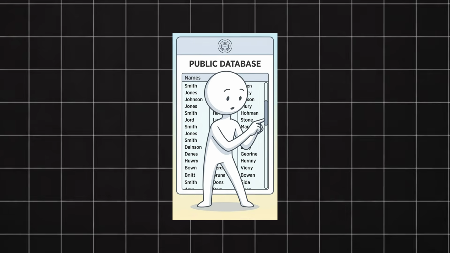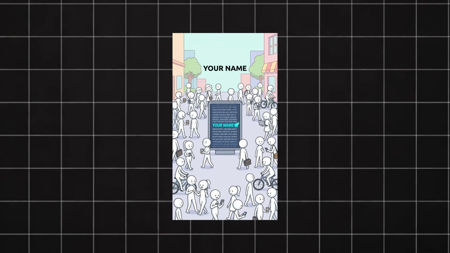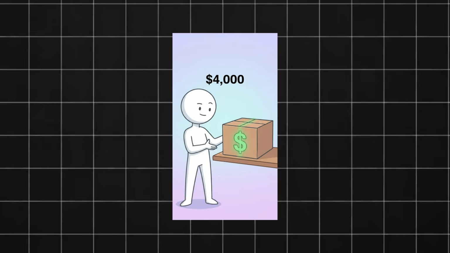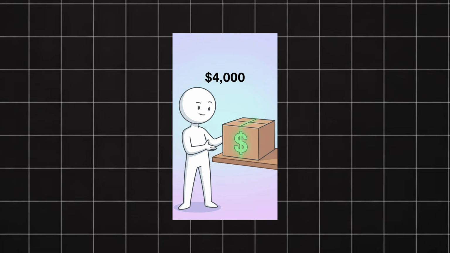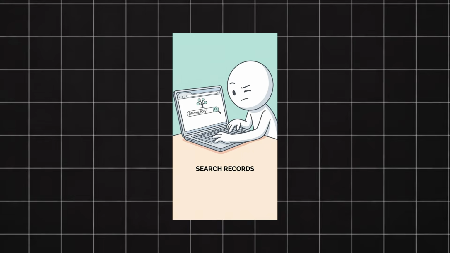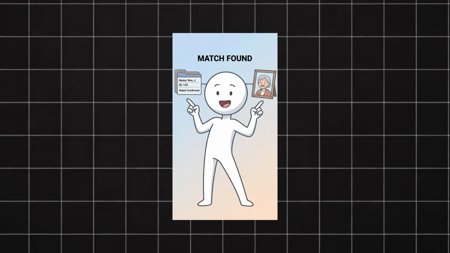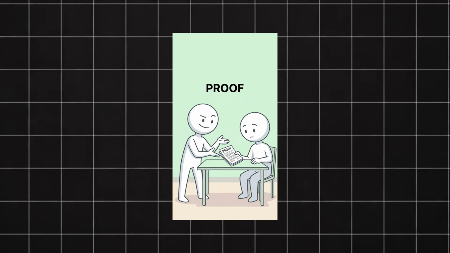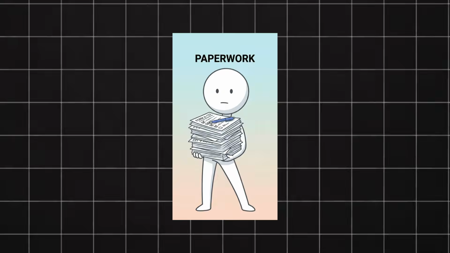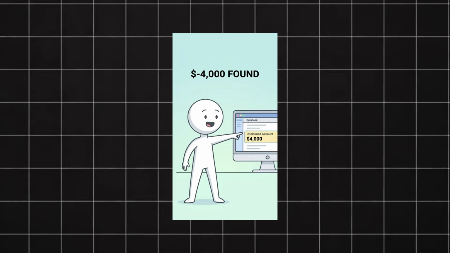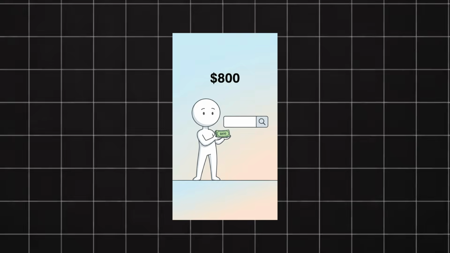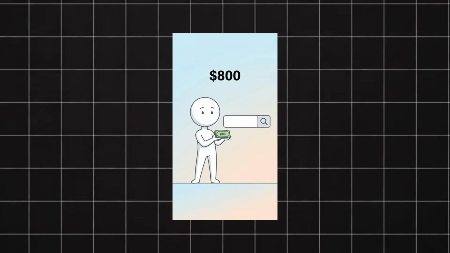Every state runs a public unclaimed property list. Most people don't know their own name might be on it. A box worth $4,000 sits untouched because an heir never checked. Now comes the move. You search the database by name, city, and family record. You match the record to a living relative. You show them proof it exists. You offer to handle the claim for a fee. Paperwork, verification, filing. Find $4,000 sitting in a database. Take 20%. That's $800 for a name most people never bothered to search.